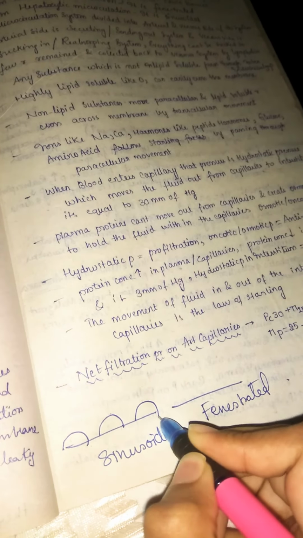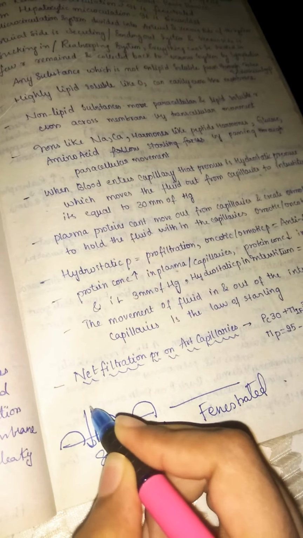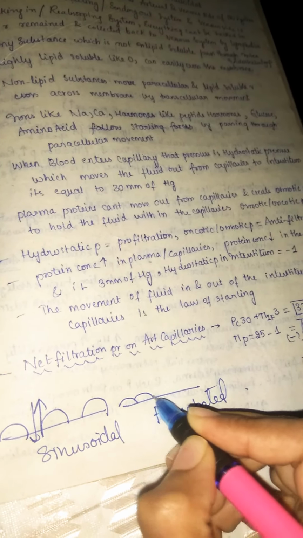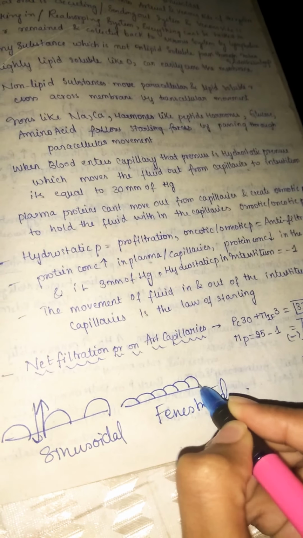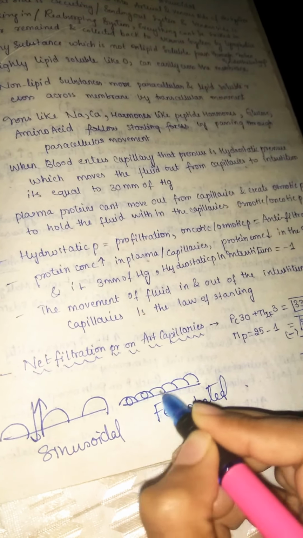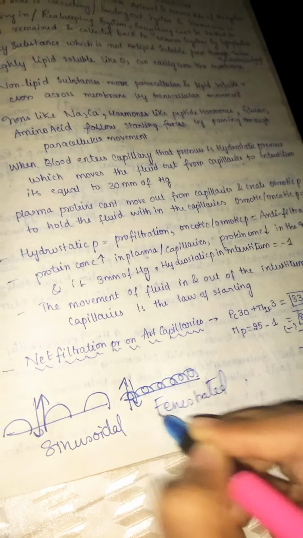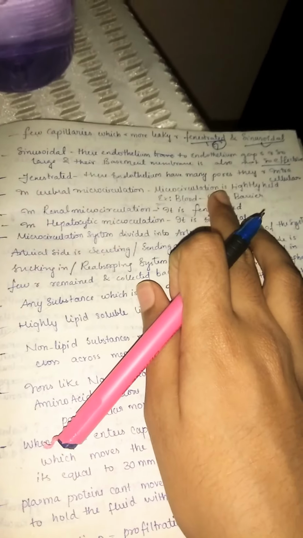You can say there are a lot of endothelial gaps, so fluid can easily exchange. Whereas in the case of fenestrated, the endothelial junctions are tight, but inside they have holes, so by this they can easily transfer. So this is the difference between sinusoidal and fenestrated capillaries. And any pores, yeah. So that's what we are saying.